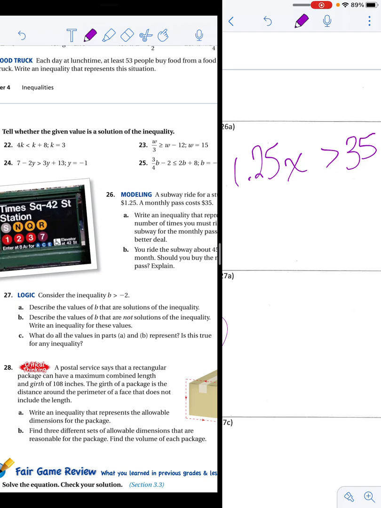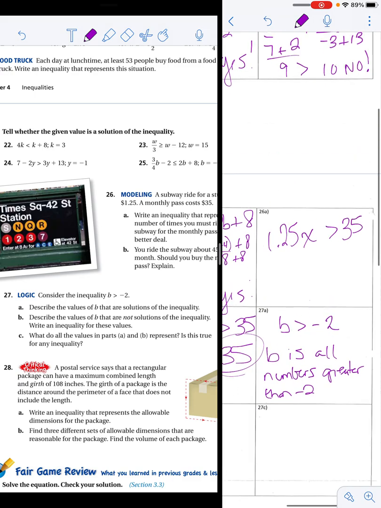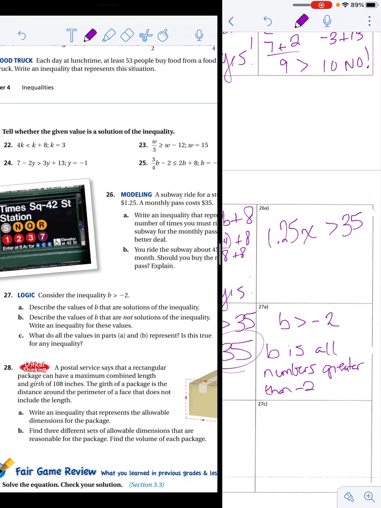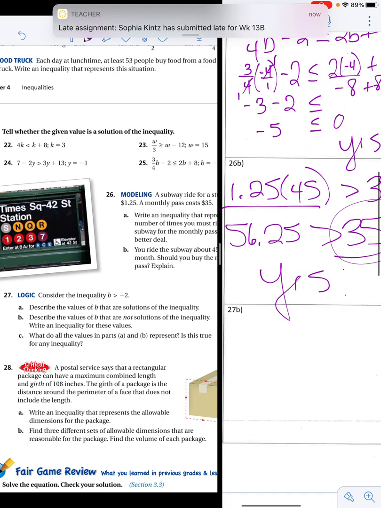Consider the inequality B is greater than -2. Describe the values that are solutions of the inequality. So B is greater than -2. So the solutions of B, meaning B is all numbers greater than -2. So -1, 0, +1, 2, 3, 4, 5. All numbers greater than -2.